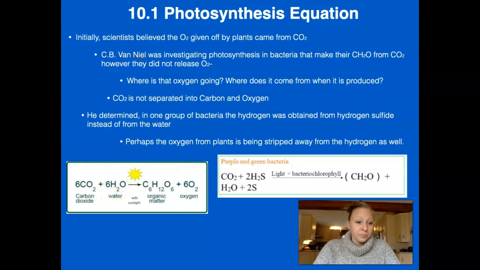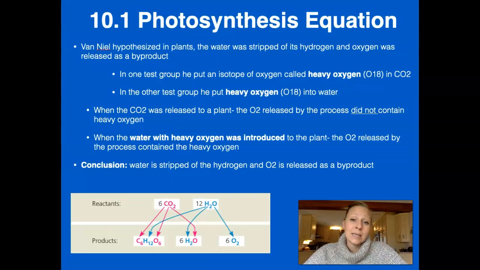So what he did is he conducted an experiment. This experiment was using a heavy oxygen isotope called O18. And he put O18 into carbon dioxide. So here is the carbon dioxide with O18, the heavy carbon dioxide. And he put heavy oxygen into the water, or the H2O. So this is one test group, and this is another test group.